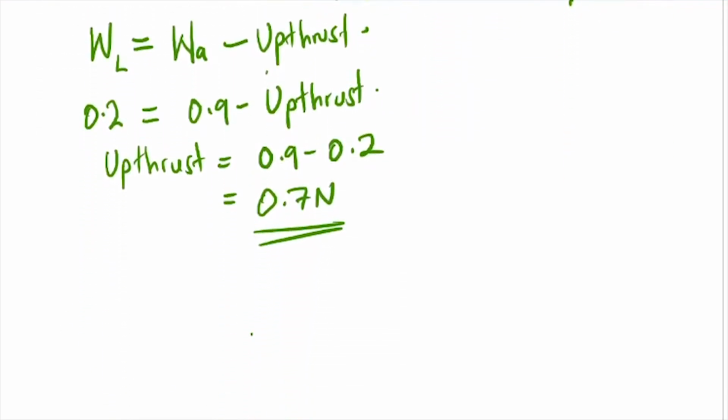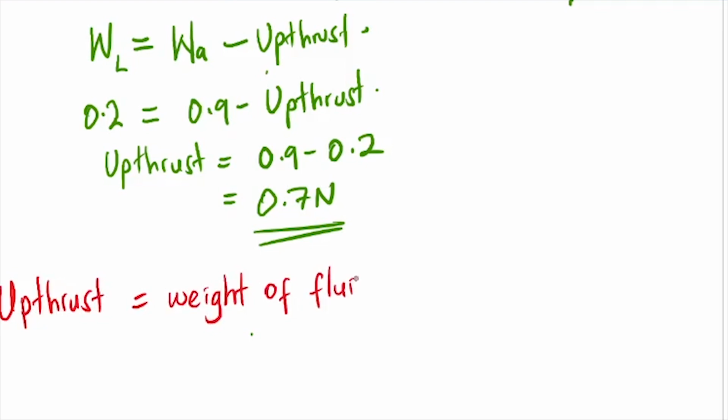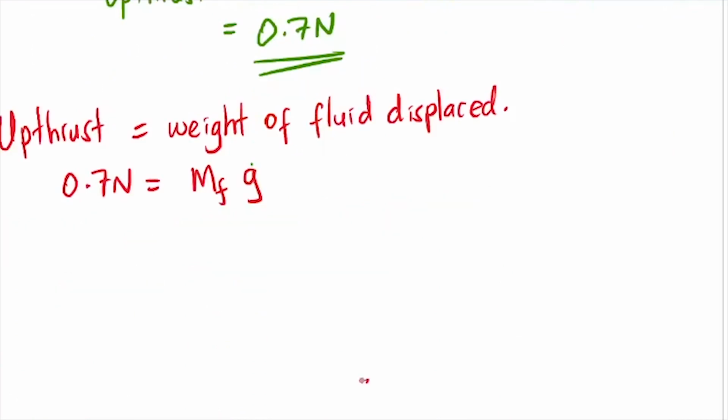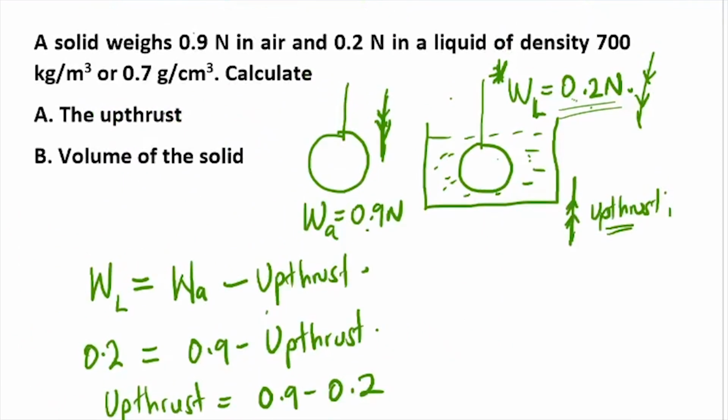Of course, we use Archimedes' principle here. For the volume of the solid, we shall say that the upthrust that we found is given by the weight of the fluid displaced. The upthrust here is 0.7 newtons, which is going to be the weight of the fluid displaced, which is the mass of the fluid multiplied by gravity. What are we interested in? Remember, the question wants us to find the volume of the solid. So definitely this is going to be the density of the fluid multiplied by the volume of the fluid, multiplied by gravity. The volume of the fluid is the same as the volume of the solid, since this solid was immersed in the liquid.